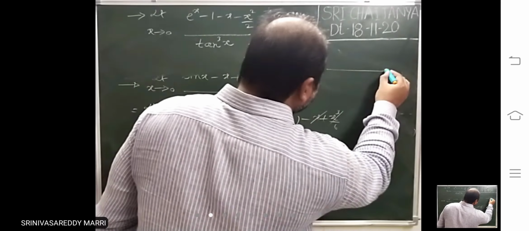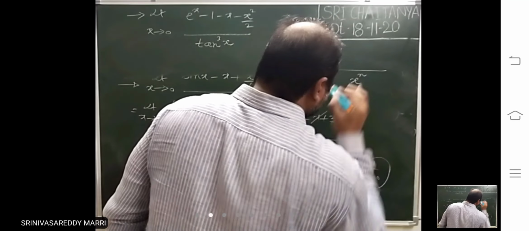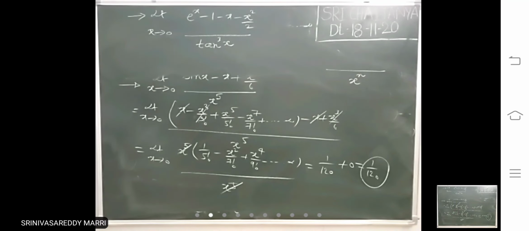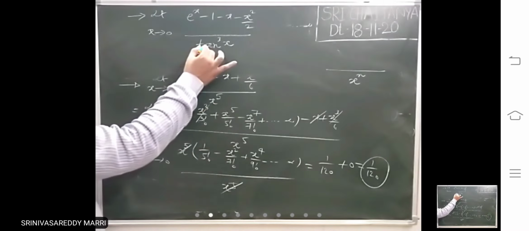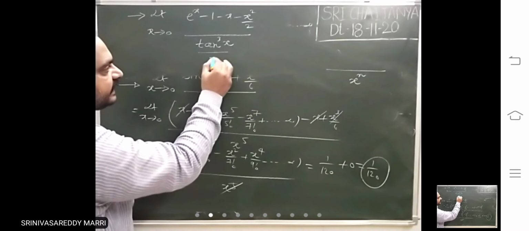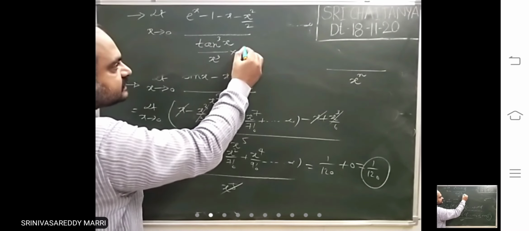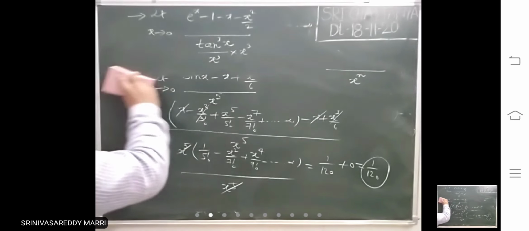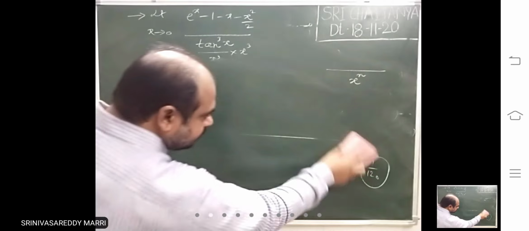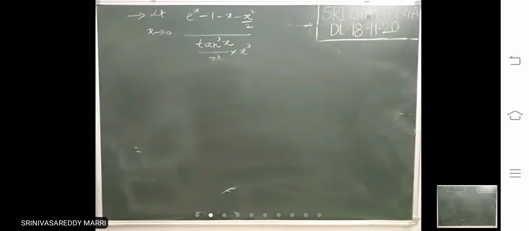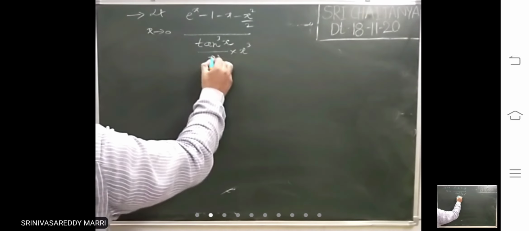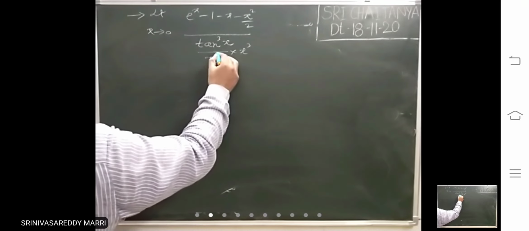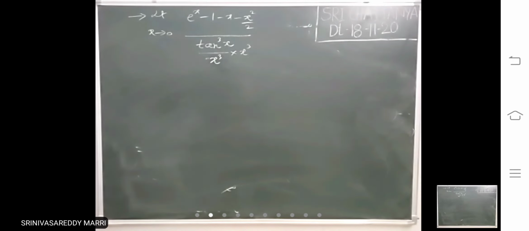Always make the denominator like x power n. Always. Nothing else must be there. Now, if tan x or sin x is there, you rearrange this as x cube into tan x by x, cube. That means this will become 1, and in the denominator you have x cube. Like that you rearrange. No need to write the tan x series. In the denominator you readjust that.